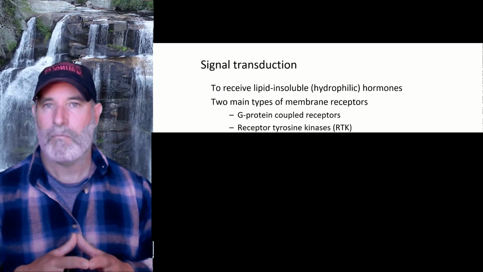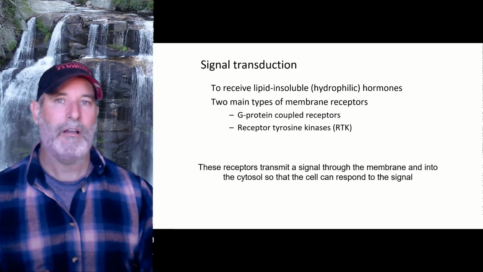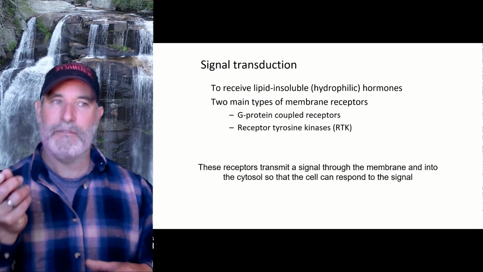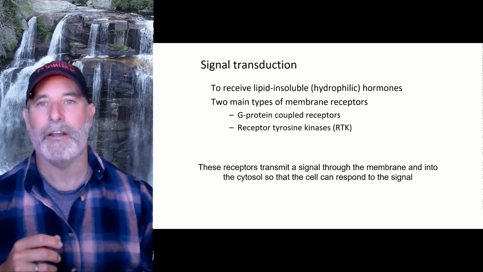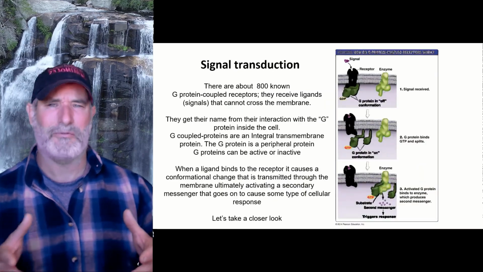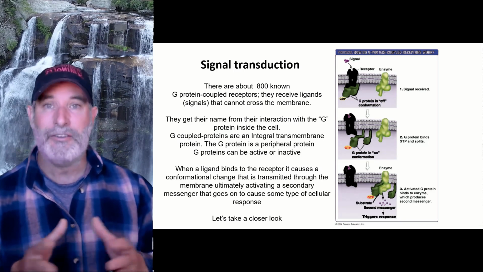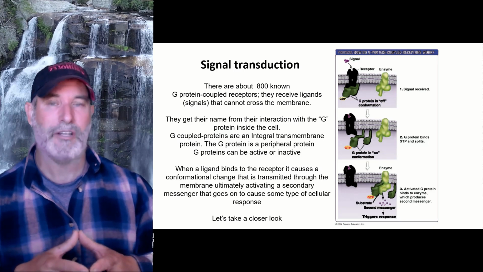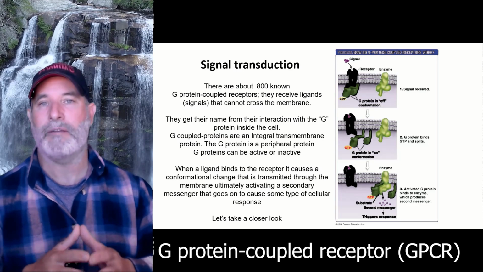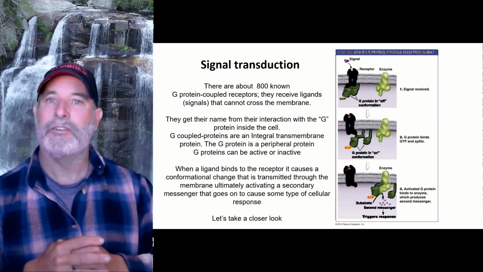In signal transduction, we've got two major types. We've got the G protein coupled receptor and a receptor tyrosine kinase, okay? And what they do is they receive a signal and then transmit it through the membrane. Let's talk about some of these signal transduction molecules. They're a fascinating class of molecules. Did you know that there are 800 known G protein coupled receptors? Now, the G protein coupled receptor is a type of transmembrane protein. It's also an integral membrane protein because it's permanently attached to the cell membrane.